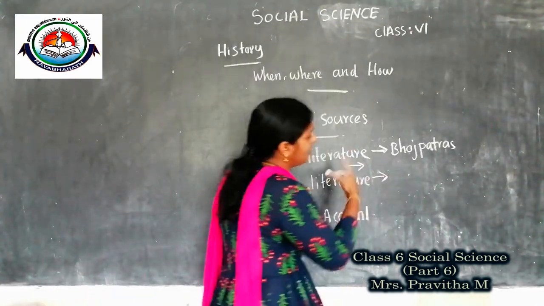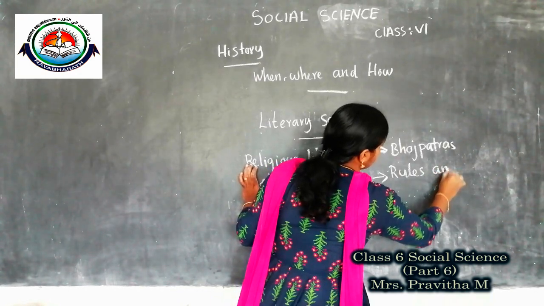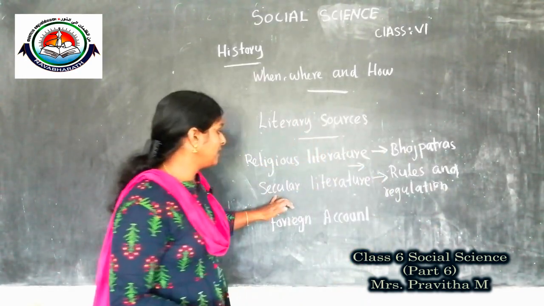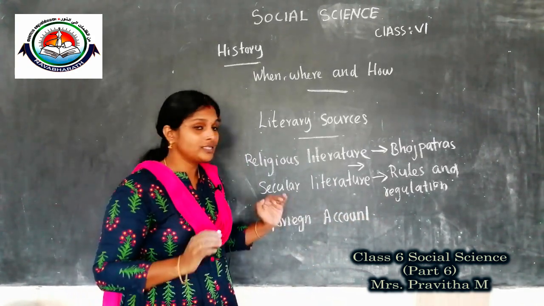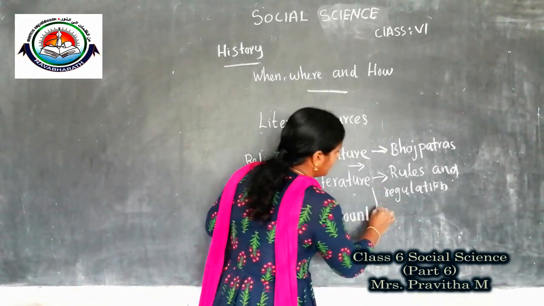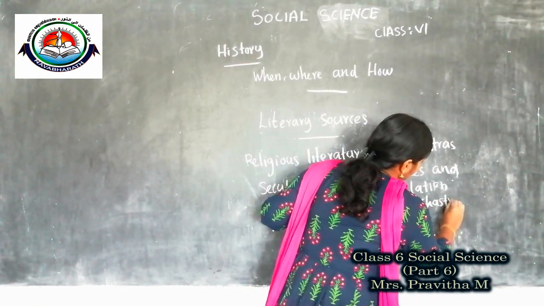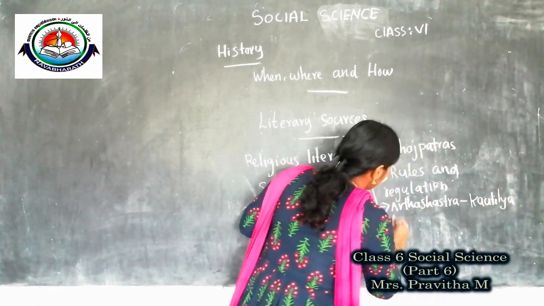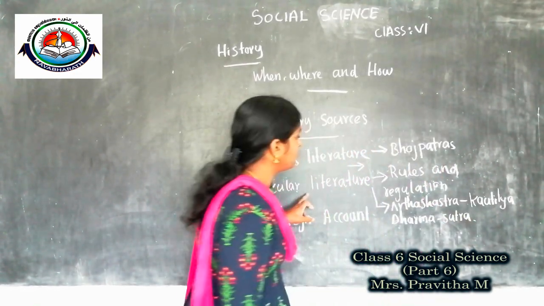Secular literature, children, mainly contains rules and regulations that everyone has to follow in their society. Sometimes every religion has its own law, and some such laws are contained in this type of secular literature. Examples are Arthashastra, written by Kaudilya, and Dharma Sutra. These are some examples of secular literature.